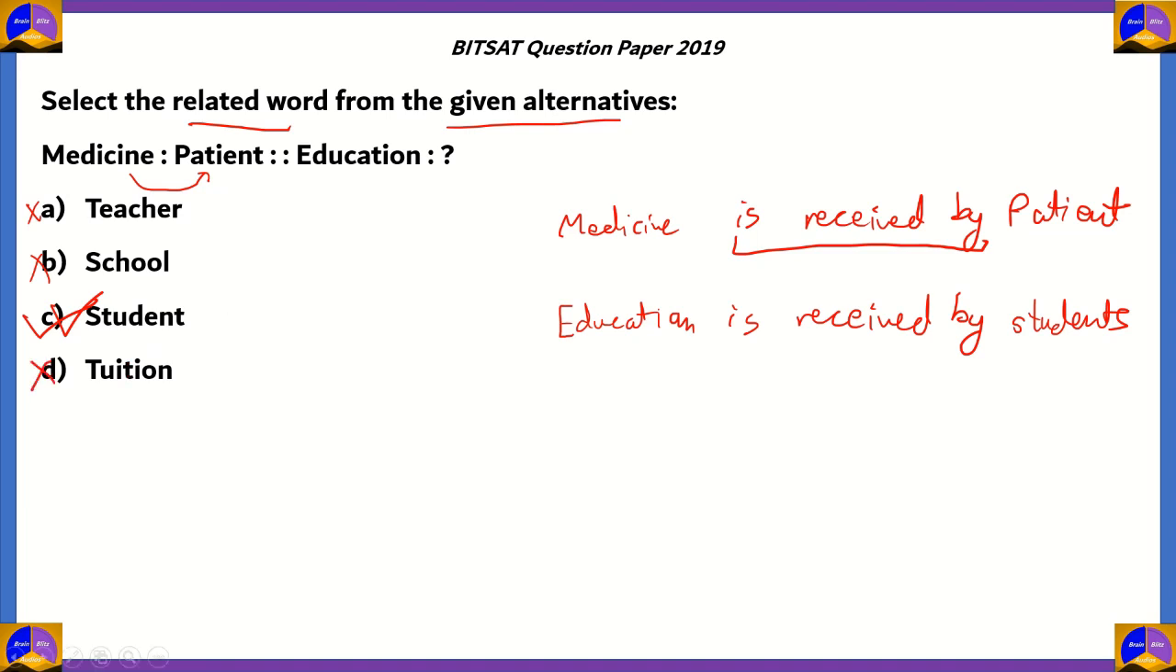The correct answer is C, student. Education is received by students as medicine is received by patients. So medicine is related to patient as education is related to student. So option C is the correct option.